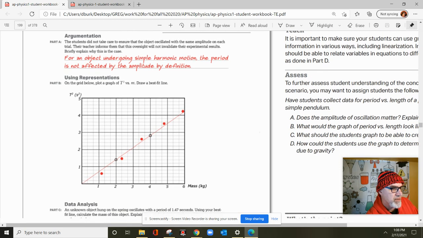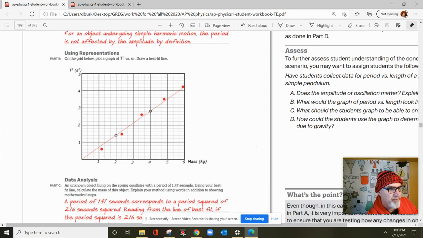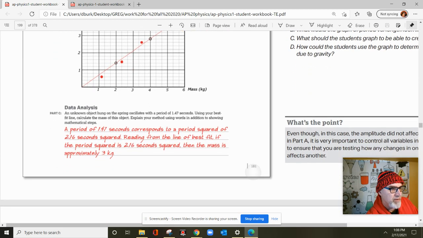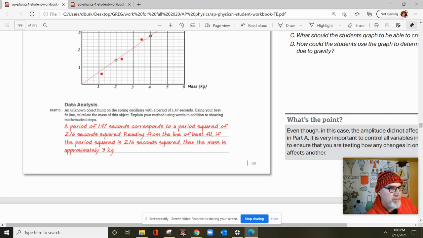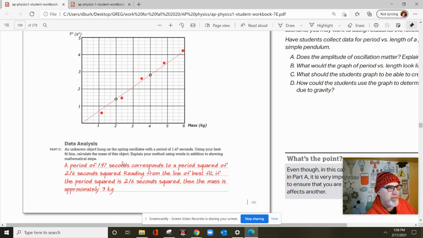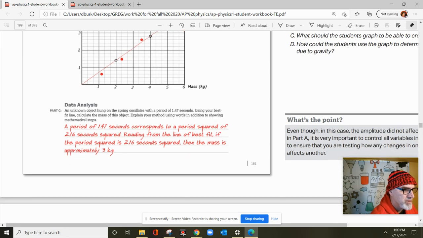Graph T squared versus m. Draw a best fit line. Okay, I'm sure you can draw a graph. There it is. An unknown object hung on the spring oscillates with a period of 1.4 seconds. Use your best fit line to calculate the mass of this object. You just read this off the graph. 1.4 would be right here around 1.5. And so that would be here. And the mass of that would be what about? So it looks like every line is 1/3 of a kilogram, 2 1/3, 2 2/3, 2 1/6 kilograms, about 2 1/6.